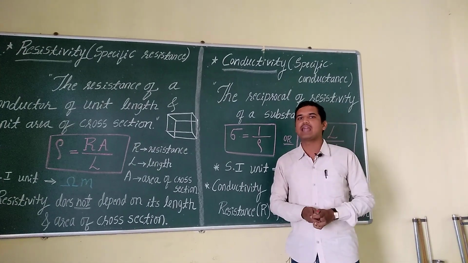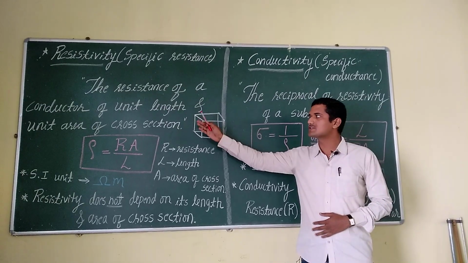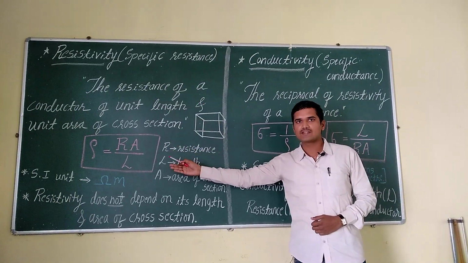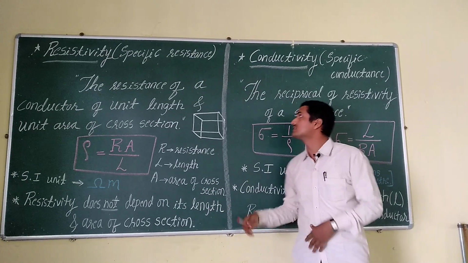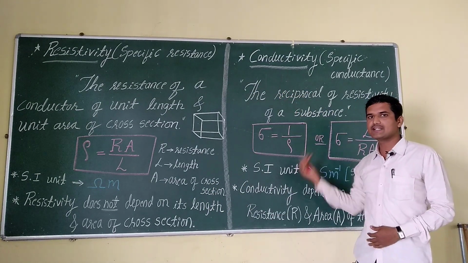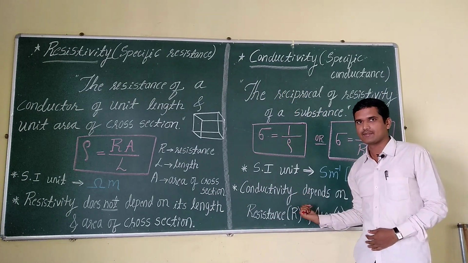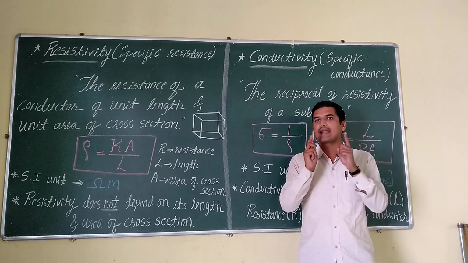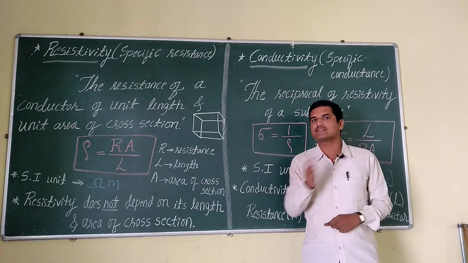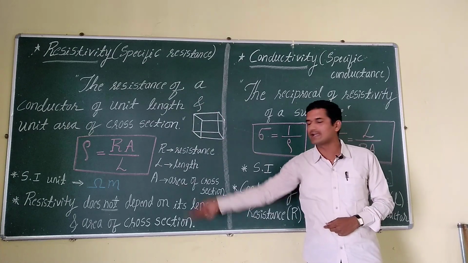In examination, they will ask you, define resistivity and write the formula of the resistivity and its SI unit, or they may also ask you, define conductivity and its formula and write its SI unit. Or they may also ask you the question, write the difference between the conductivity and resistivity of the substance. At that time, you can write all these things.